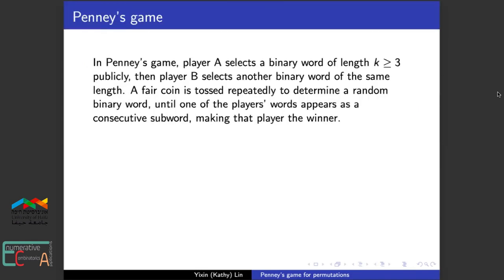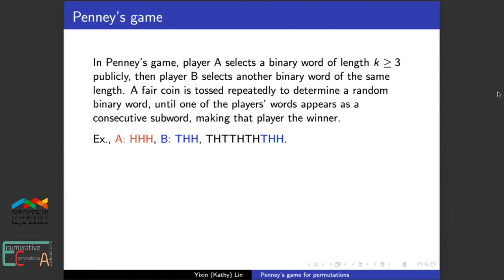In Penney's game, player A selects a binary word of length k greater than or equal to 3. Then player B selects another binary word of the same length. A fair coin is tossed rapidly to determine a random binary word until one of the players' words appears as a consecutive subword, making that player the winner.